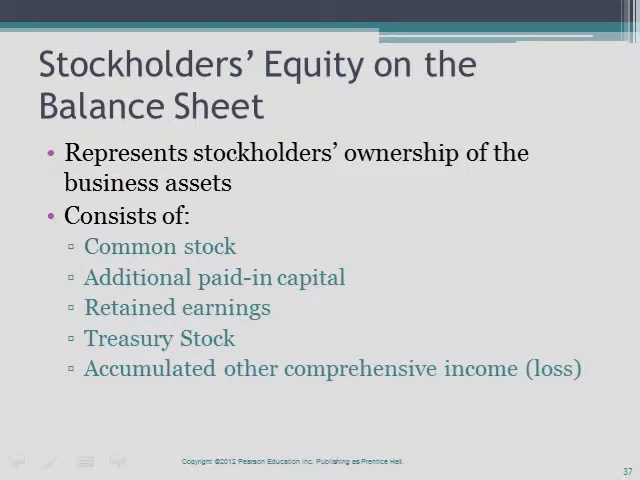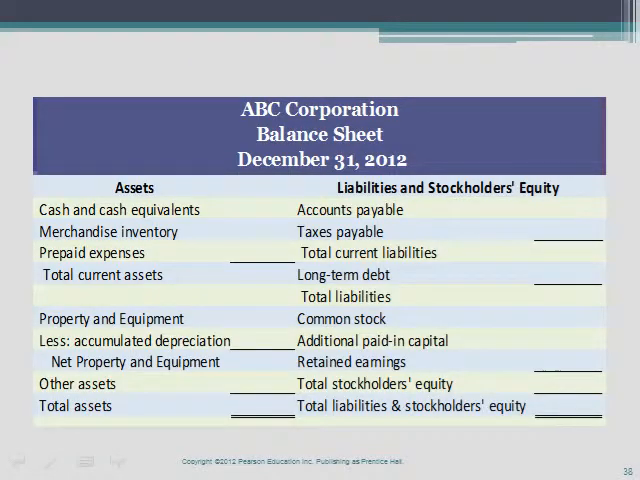Accumulated other comprehensive income or loss represents items of gain or loss that are allowed by the FASB to bypass the income statement and be recorded directly into stockholders' equity. And this could happen because they are extraordinary items that we wouldn't want to include on the income statement because it would distort, for comparability purposes, the results of this year's activities.